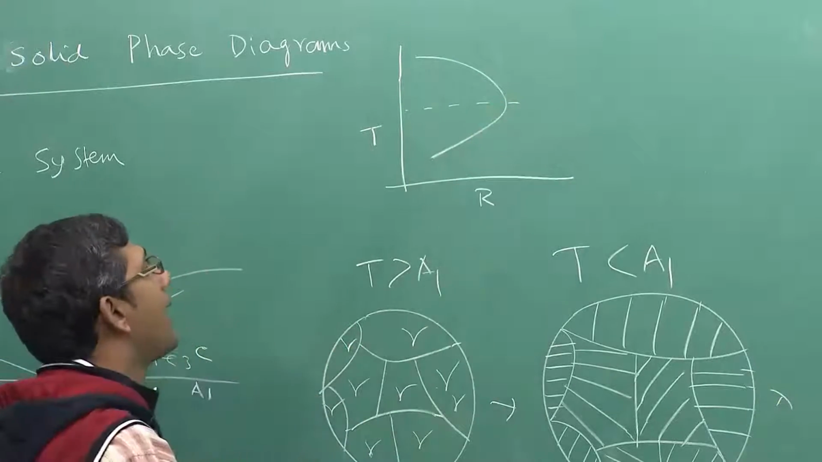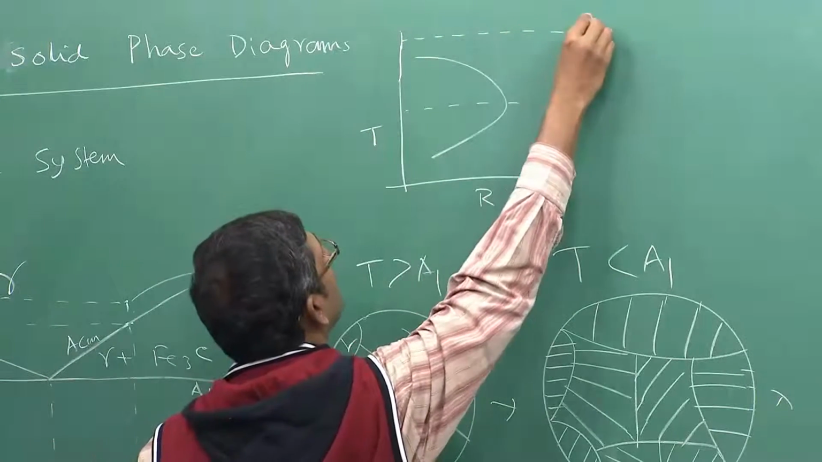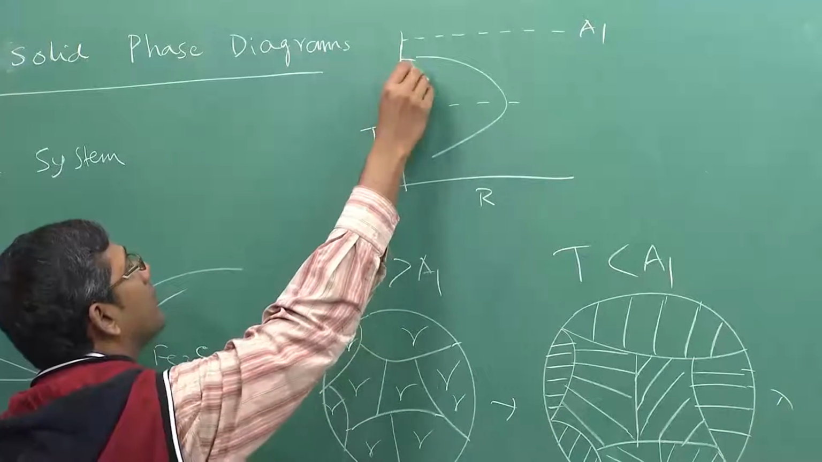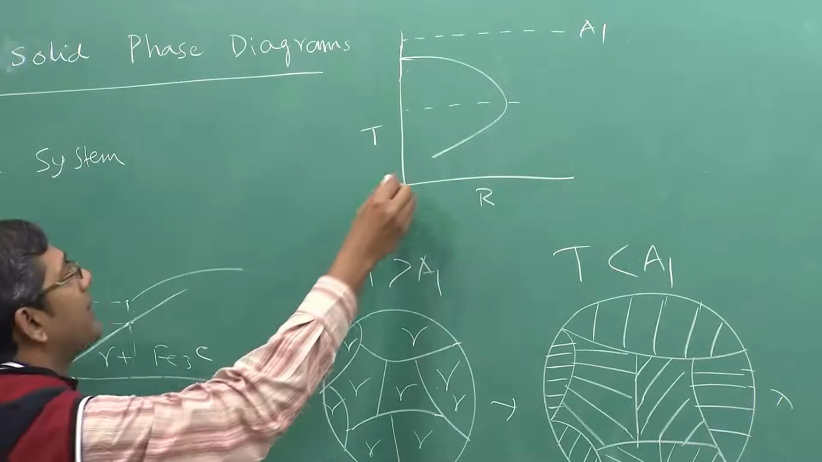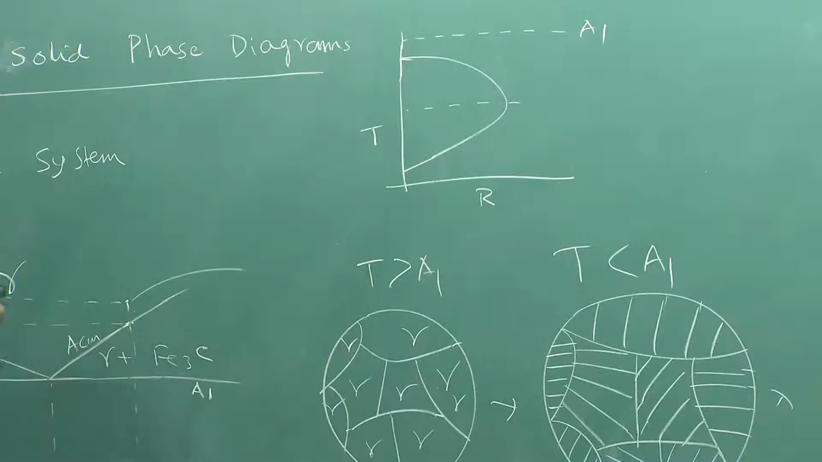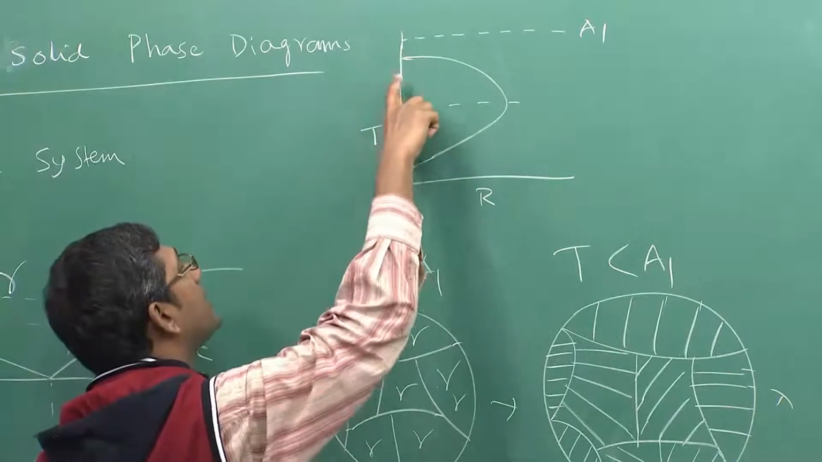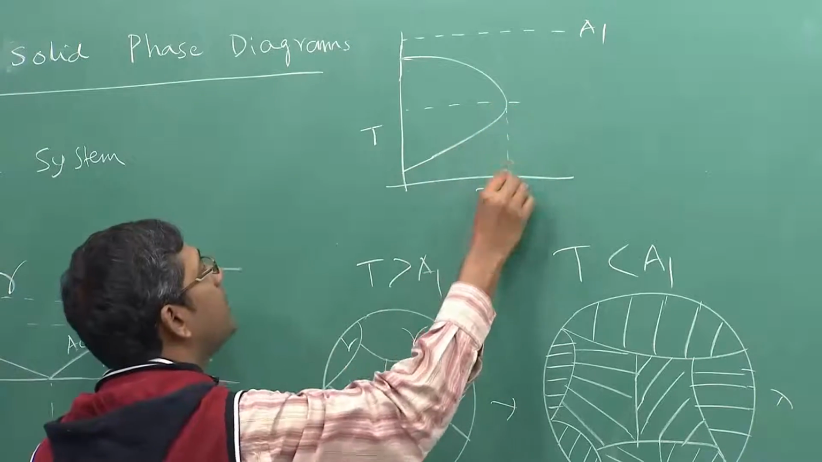Why? At a higher temperature, very close to the A1 temperature, there will be no transformation happening. Why? Because there is no driving force available. And if the temperature is very low, there will be no transformation either, because diffusion cannot happen. So transformation can only happen within a certain temperature range.